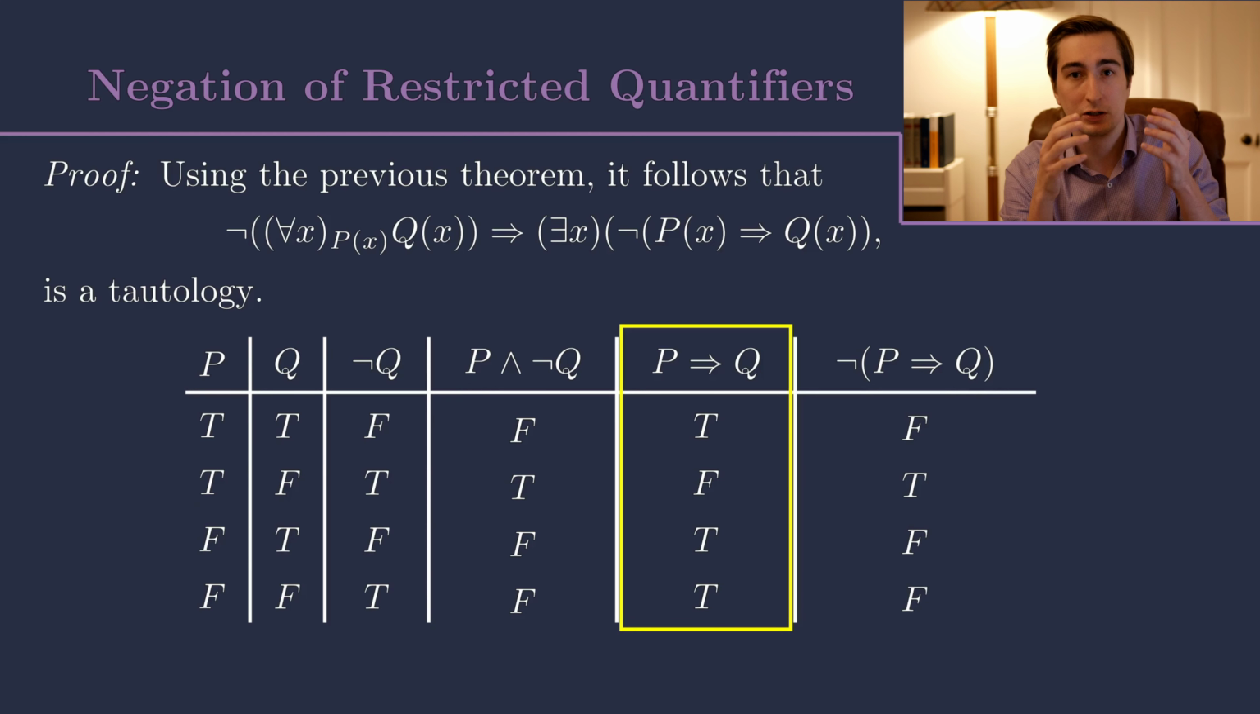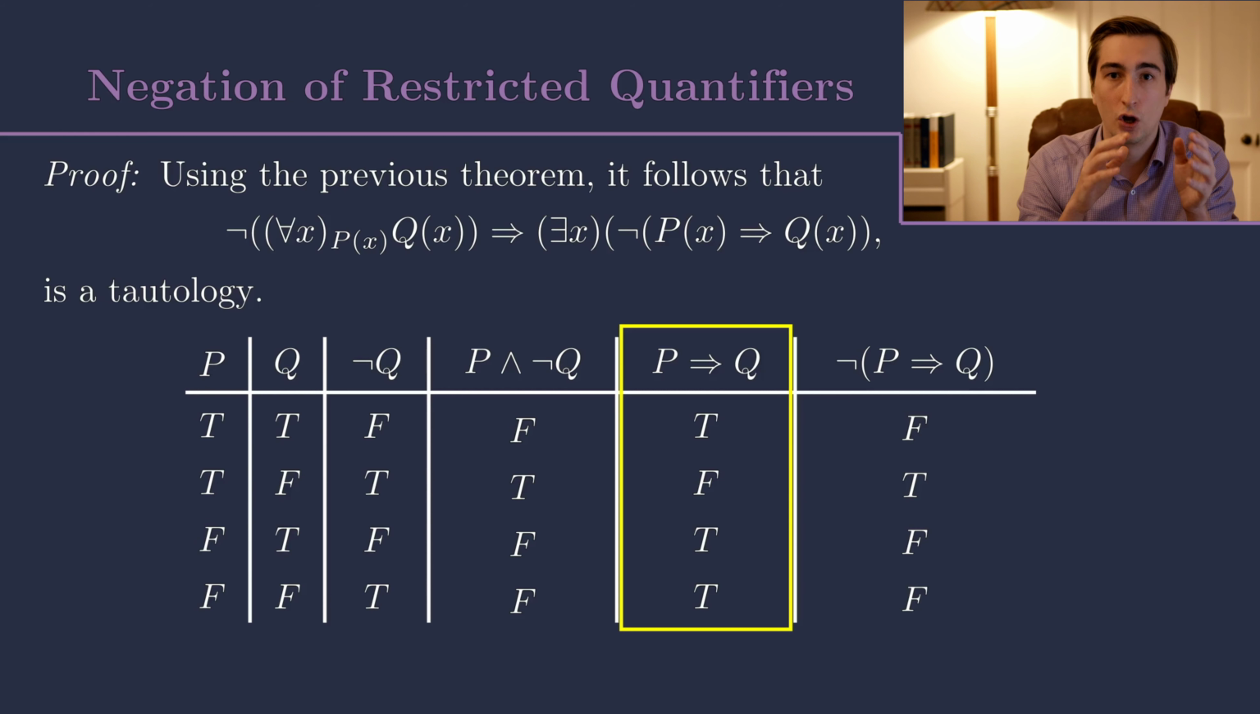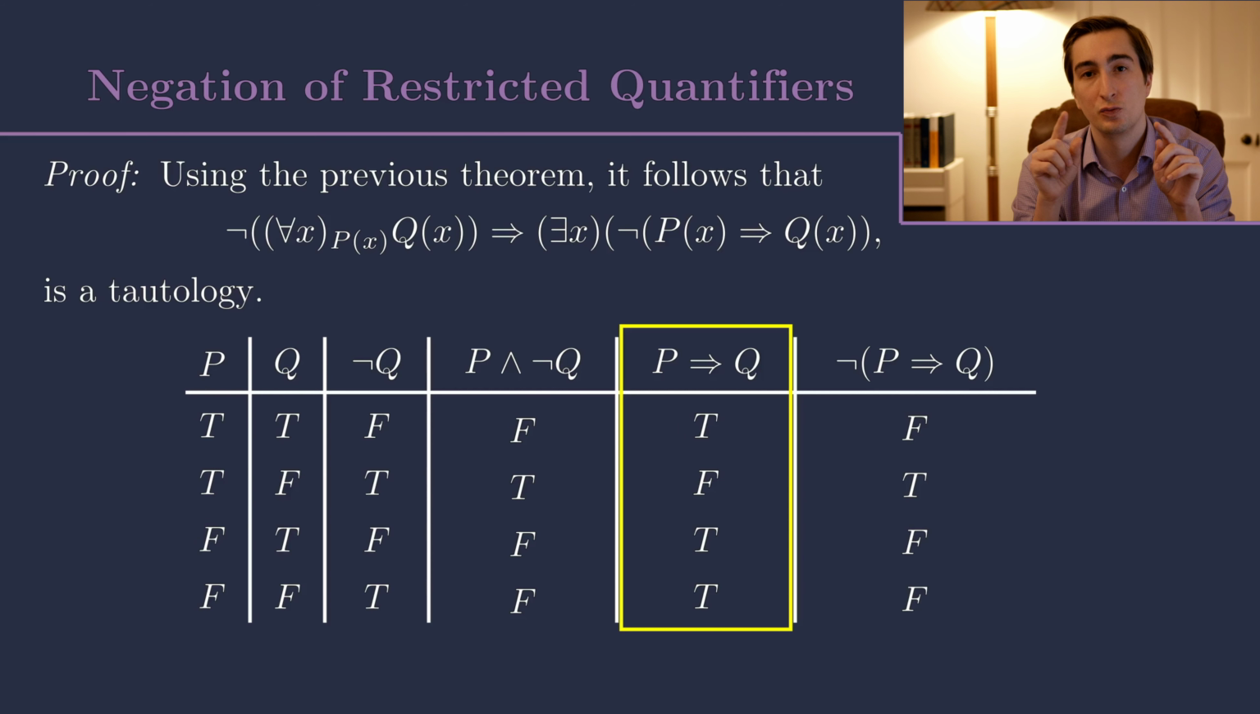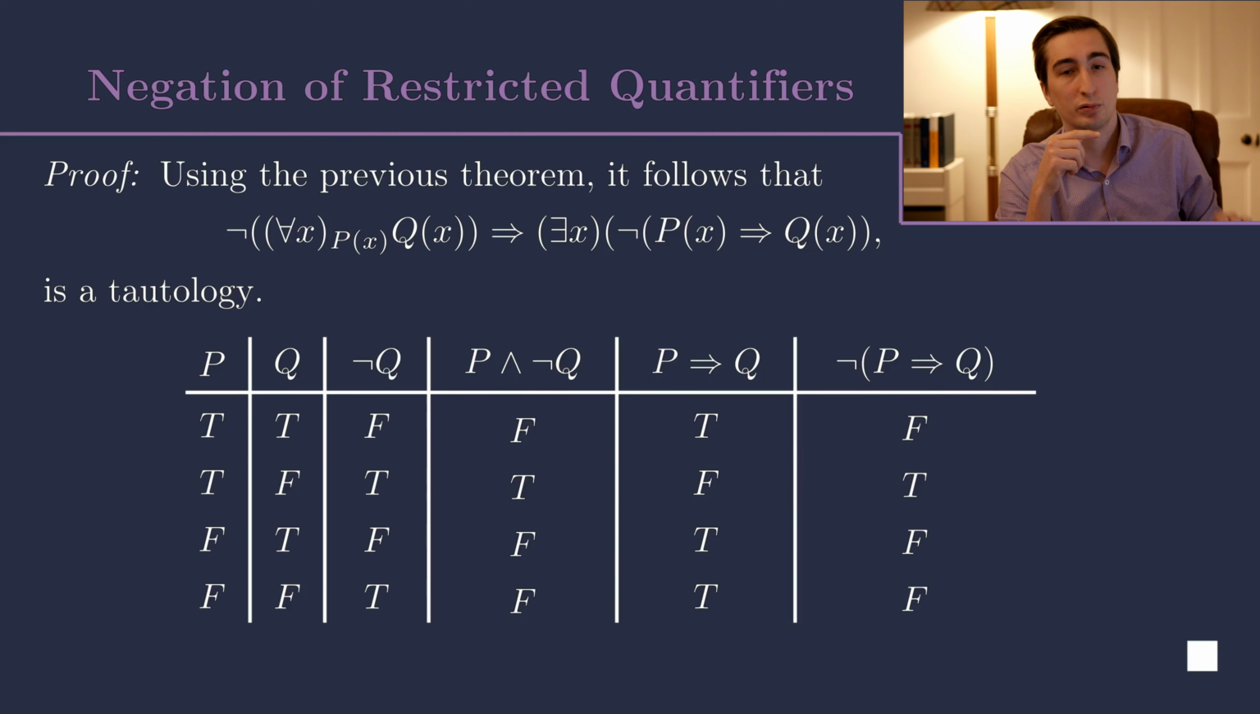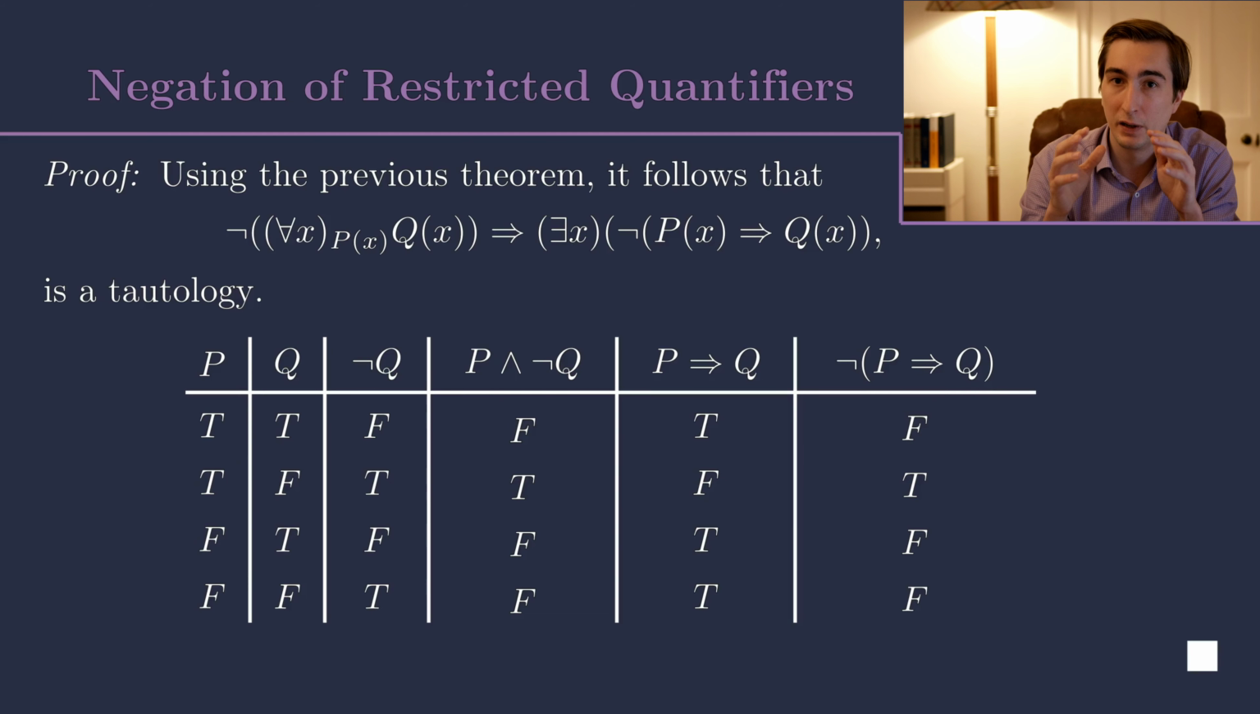And again, what do we do now? We just look at the columns of not P implies Q and the columns of P and not Q. We see that the truth values are identical. Therefore, these two propositional variables are equivalent. And therefore, we've proven our initial statement above. So we've proven the first part of this theorem.